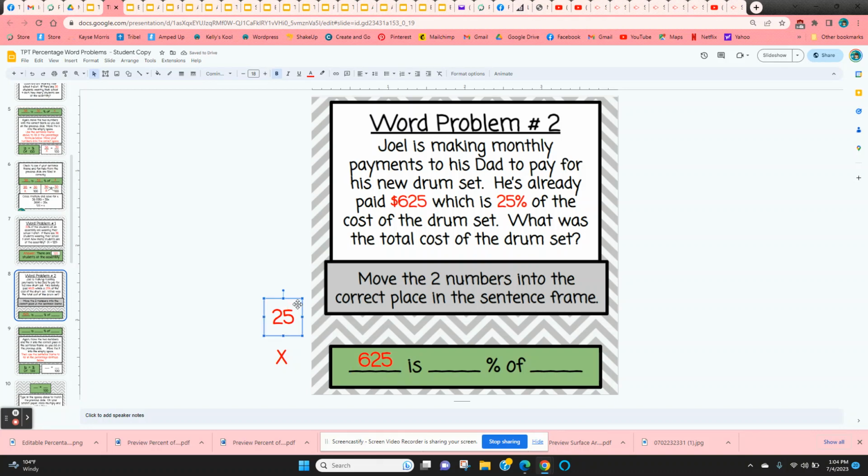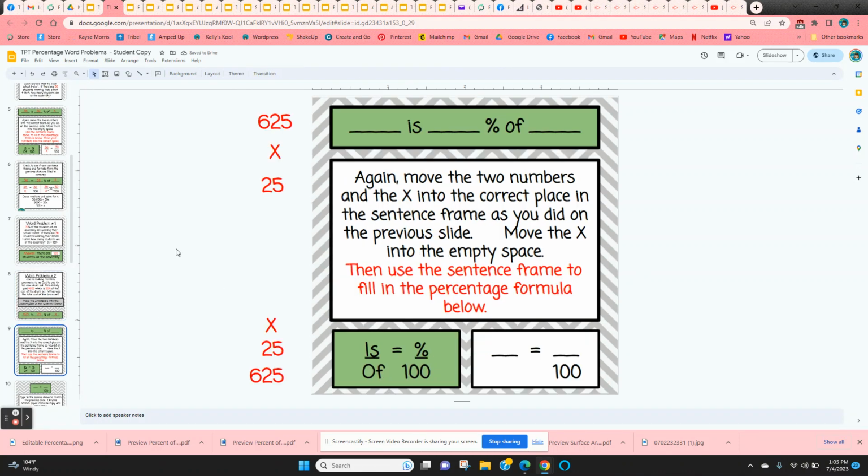25 is the percentage, so that's easy. That goes in the center. And then what we don't know is that total cost, the large number, the total cost of the drum set. So we're going to put X. Now we're going to use the same sentence frame we did on the previous slide, so if they need to go back and look, they can. So 625 is 25% of X.